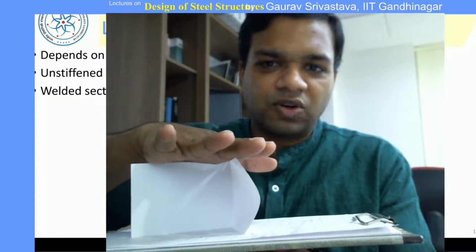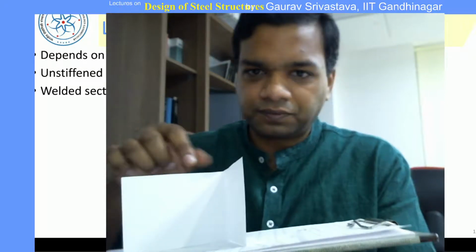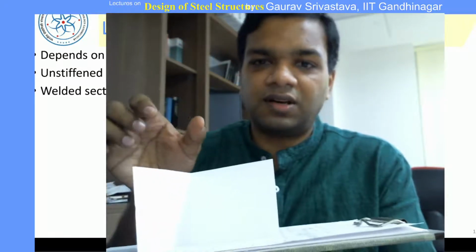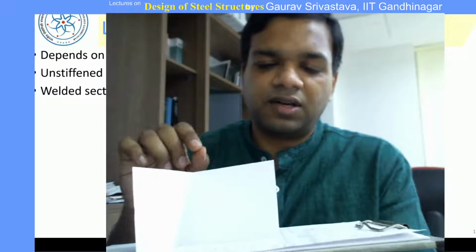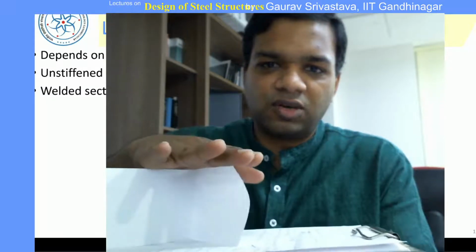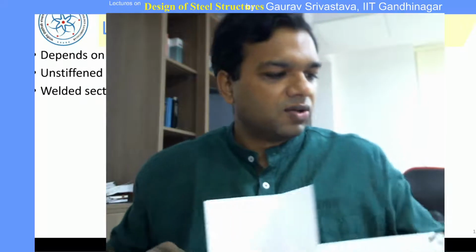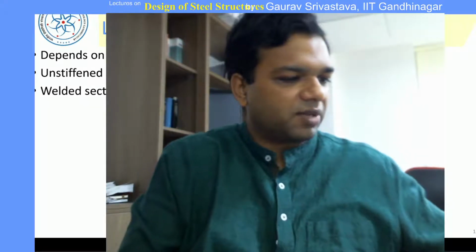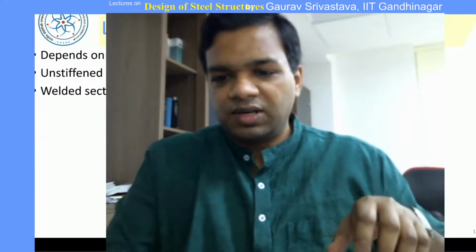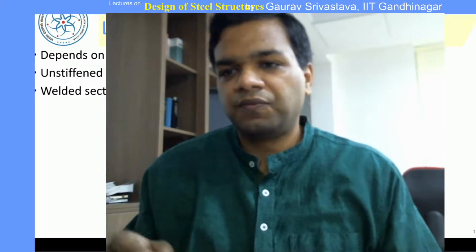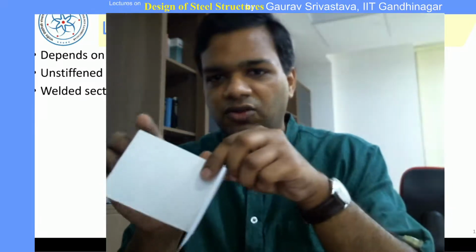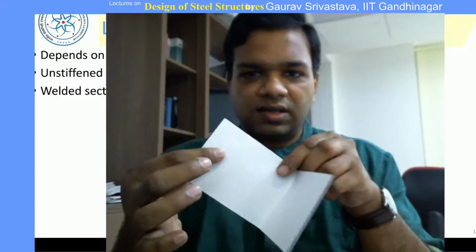So this kind of phenomenon, where outstanding legs, if they are long enough and if they are thin enough, can tend to buckle locally before the global buckling can take place. Okay, so this is what the local buckling phenomenon is, and it actually depends on the length of the outstanding leg and the thickness.